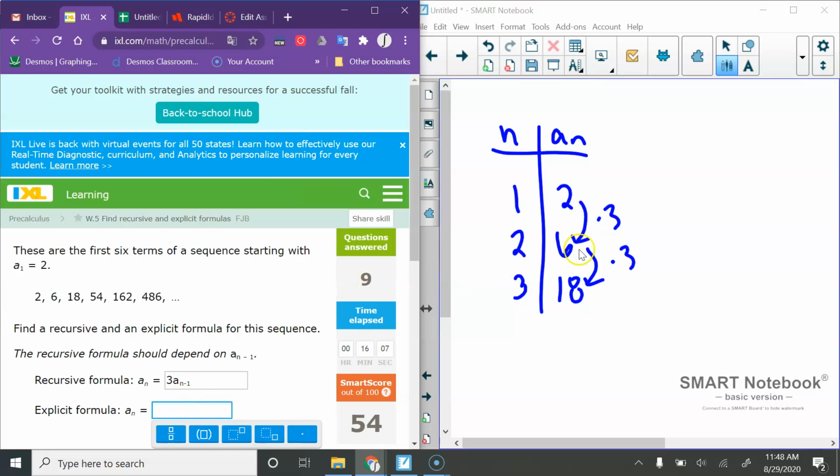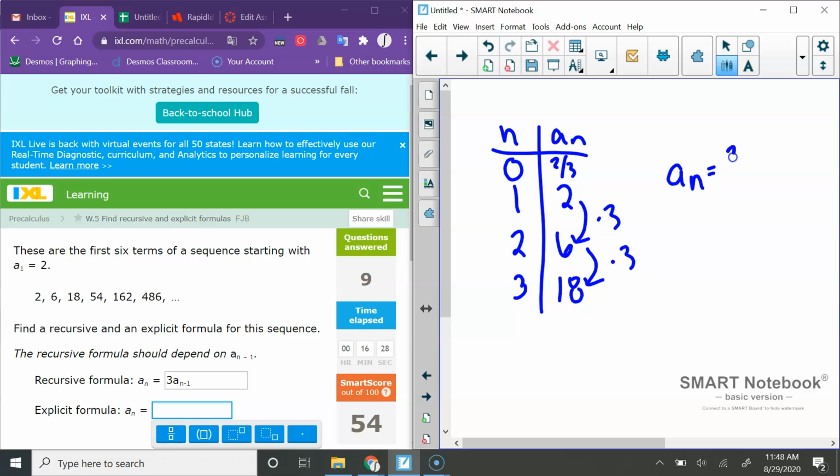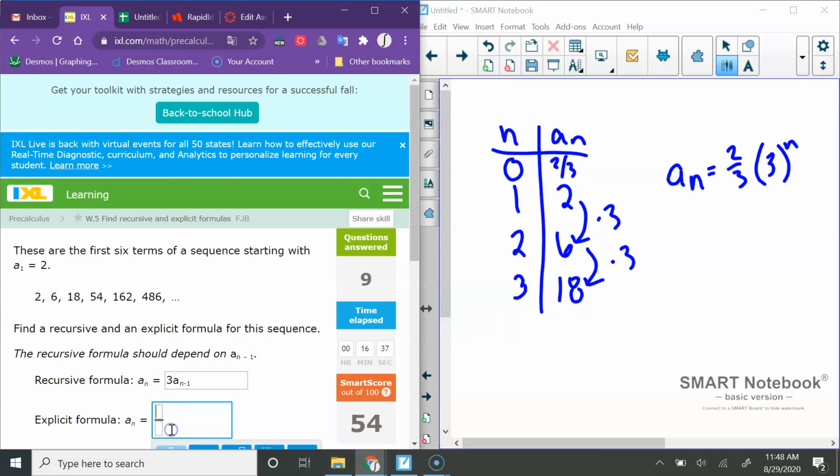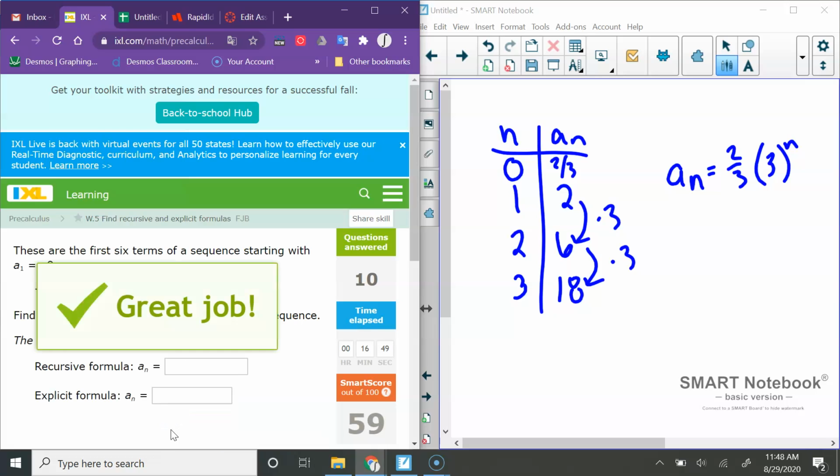For our explicit formula, we would need to write this as an exponential because this is a geometric sequence. So we would have a sub n equals, we need our 0 term right here. So if we go backwards, we have to do 2 divided by 3. So we get 2/3 here. So we would have 2/3 times 3 to the n power. So that would look like this: 2/3 times 3 to the n power.